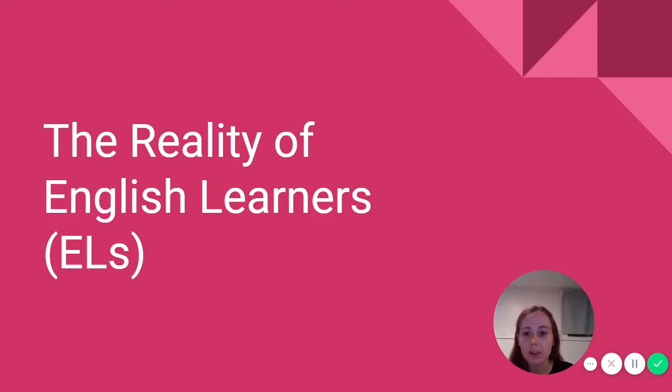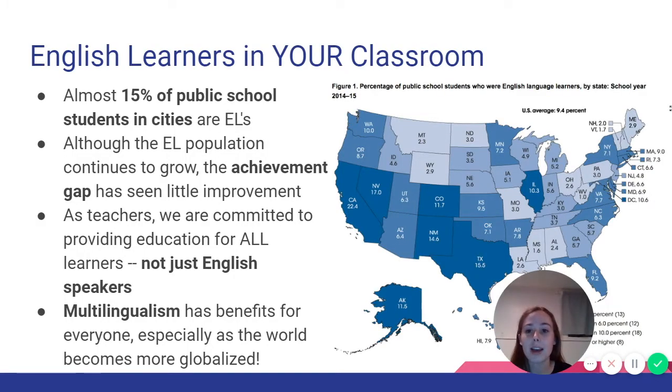To start, we want to talk about the reality of English learners. And this reality is that there are English learners in your classroom. We can see on this map of the United States that the darker blue states have the highest percentages of English learners. But on average across the country, 15% of public school students in cities are English learners. And while that population continues to grow, the achievement gap has seen little improvement.